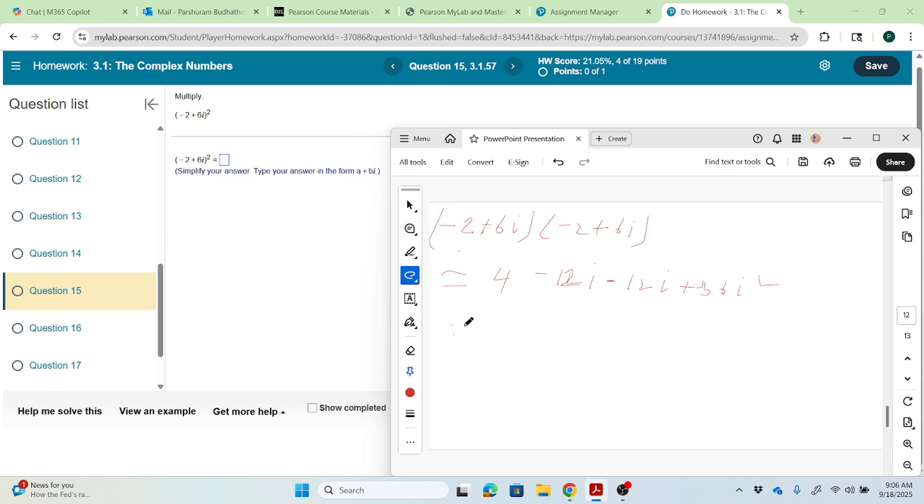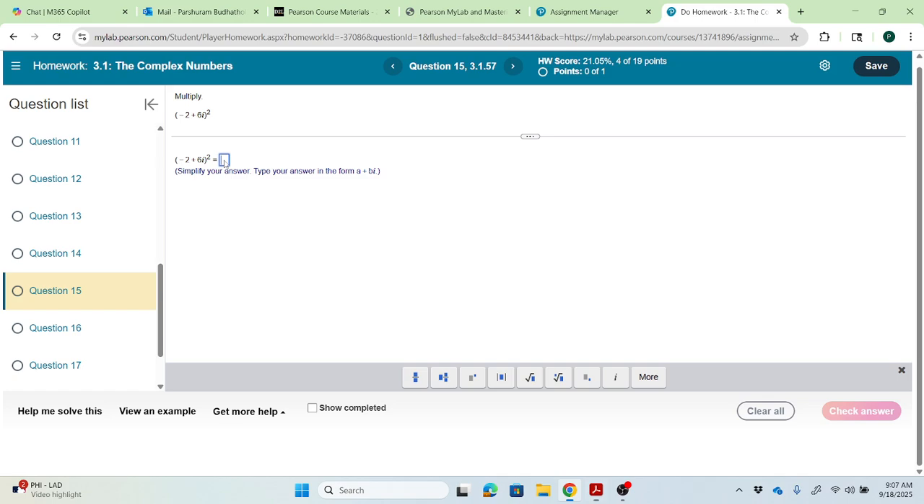So this is 4, and then -12i and -12i make -24i, and 36i squared means it's -36, because i squared is negative. So -36 and 4 is -32, minus 24i. So this is -32 minus 24i.